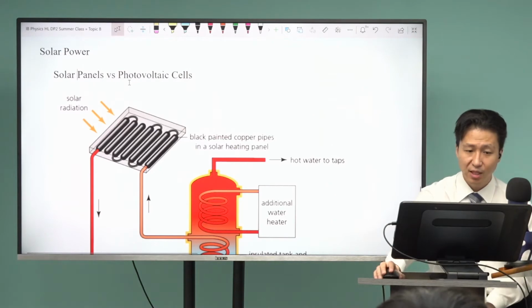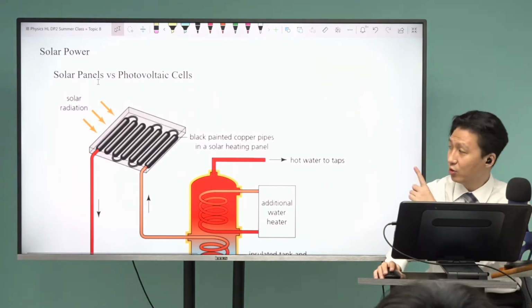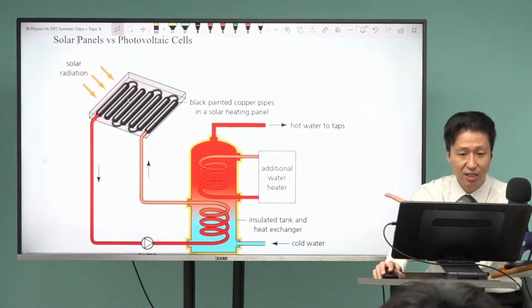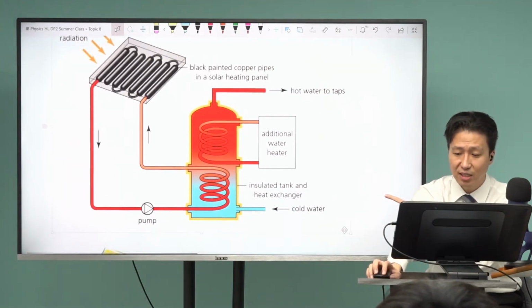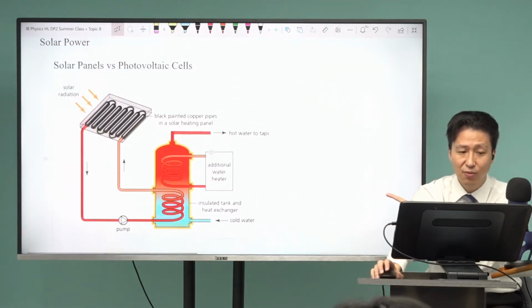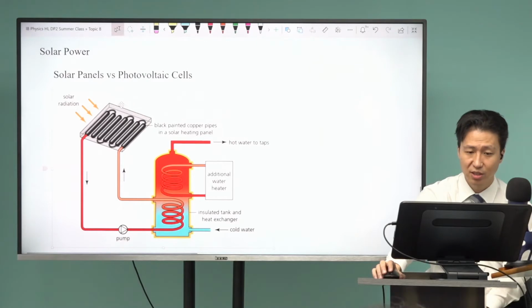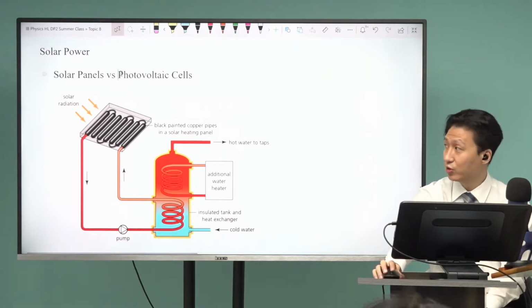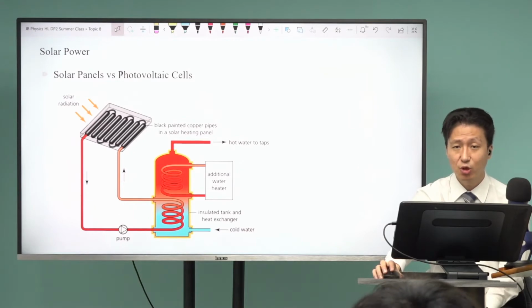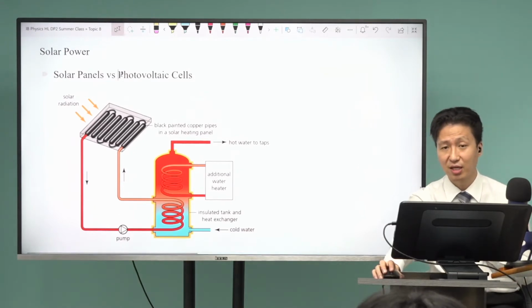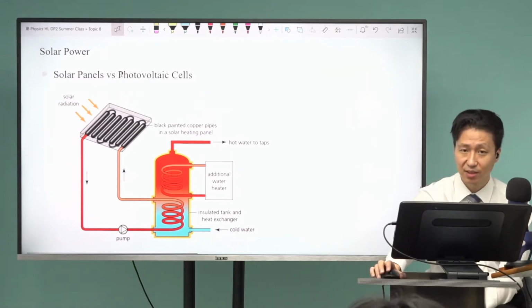Okay? Normal solar panels we'll use for the creation of heat. So there are panels that capture sunlight and heat up water, while photovoltaic cells we will use to refer to the actual solar panels that we think of when we think of energy production using sunlight. Right?